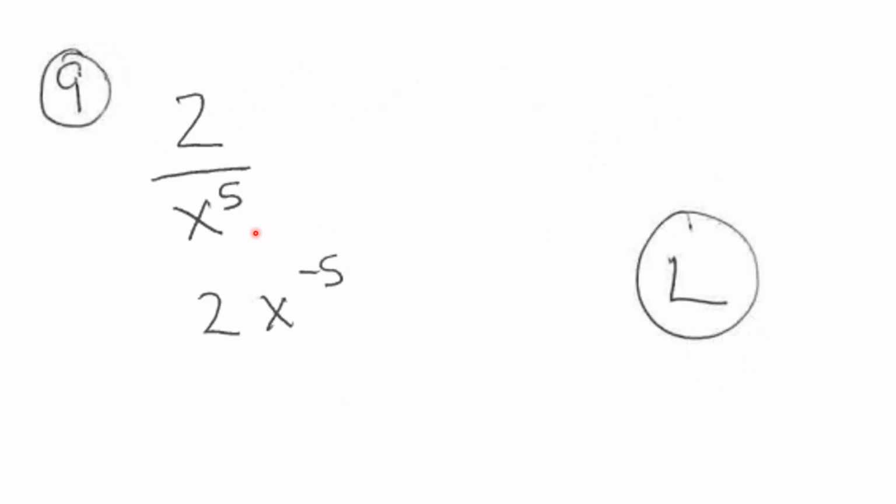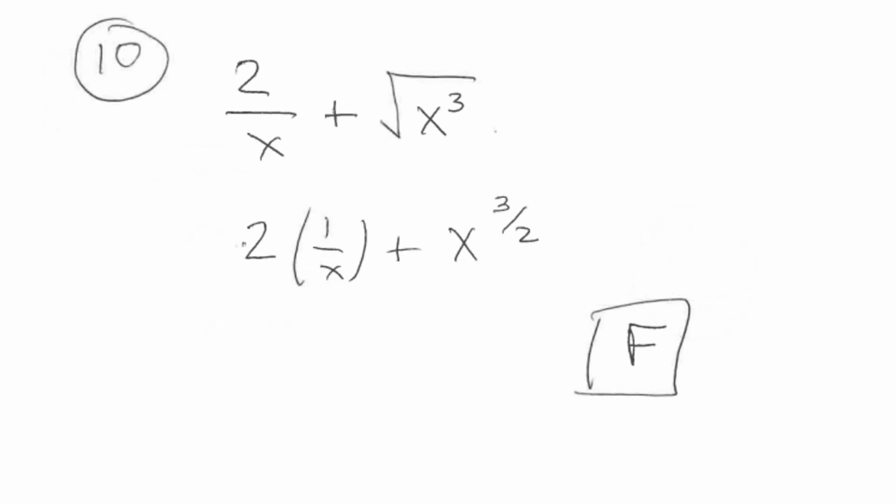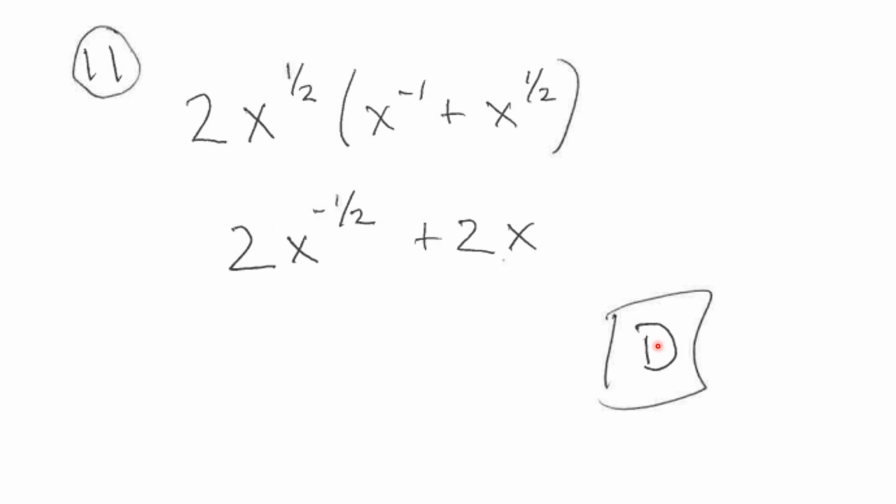Here you realize that x to the 5th in the denominator is 2x, or which is x to the minus 5. That's answer L. The square root of x cubed is x cubed raised to the 1/2. And multiply those exponents, so this is x to the 3/2. So the answer should have been F. Here we distribute again. This times this gives me 2x, adding exponents to the minus 1/2, and this times this gives me 2x. The answer should have been D.